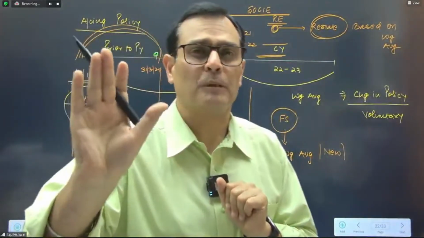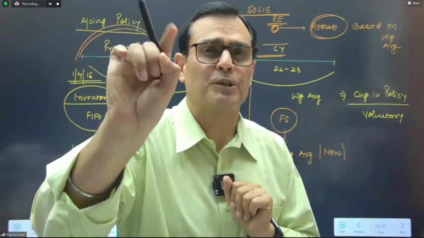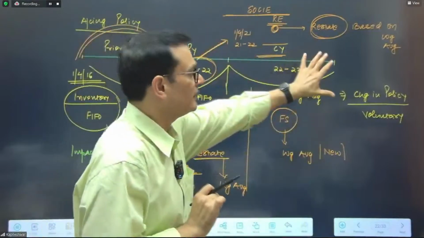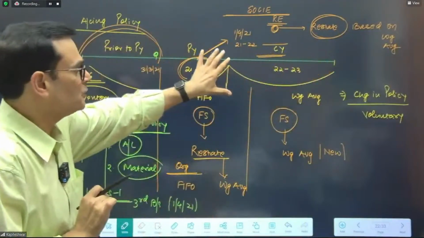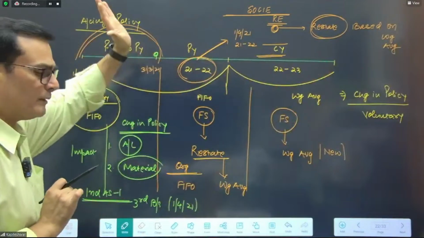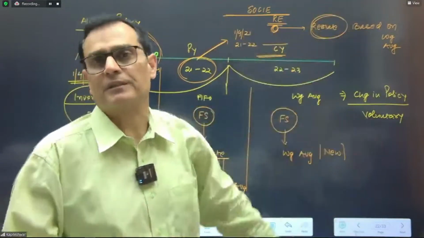No P&L is going to be prepared. Only a third balance sheet will be prepared. One balance sheet at the end of the current year, one balance sheet at the end of the previous year, and one balance sheet at the beginning of the previous year.